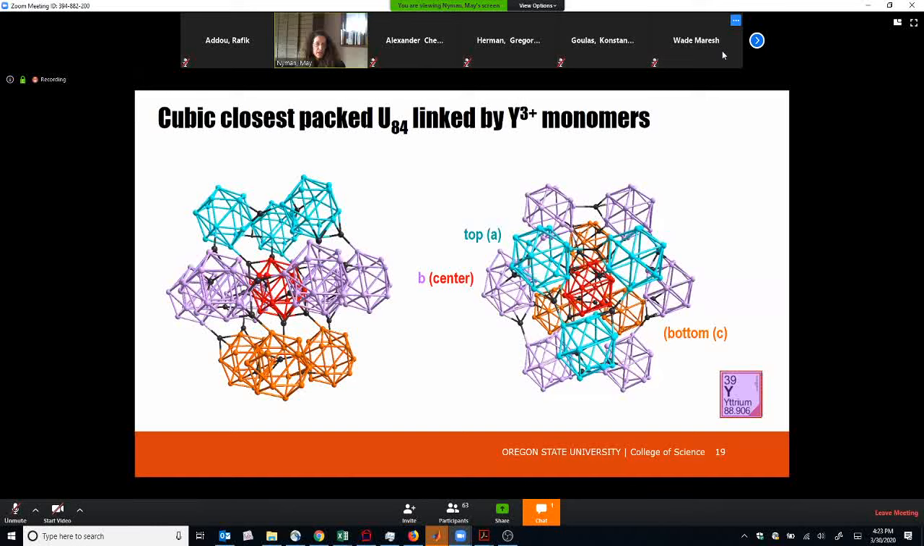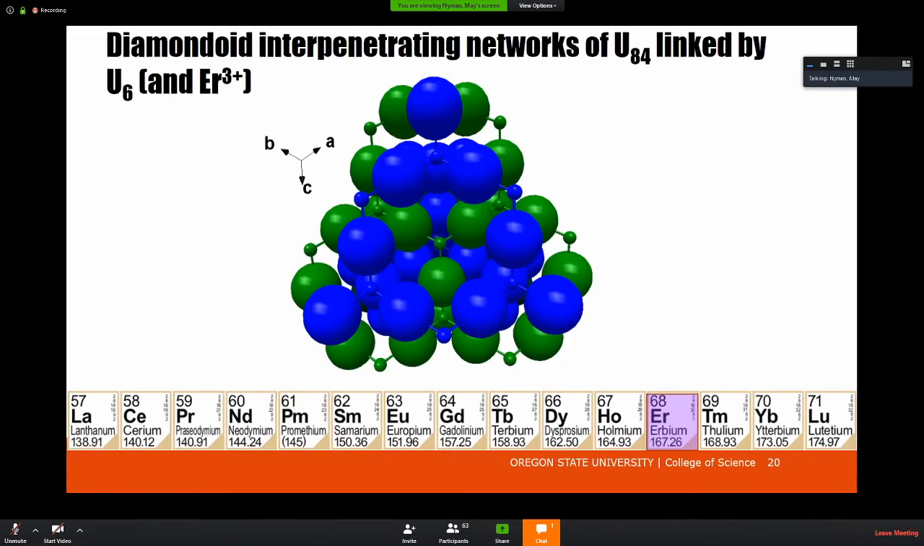Simplify even more. So now our U84s are just these solid, large blue or green spheres. And this is cubic closest packing arrangement again. And now in the tetrahedral holes, we've got isolated hexamers. What the blue and the green represent is two interpenetrating networks of these U84s linked by hexamers in a tetrahedral arrangement.